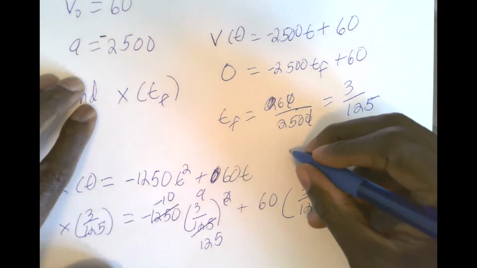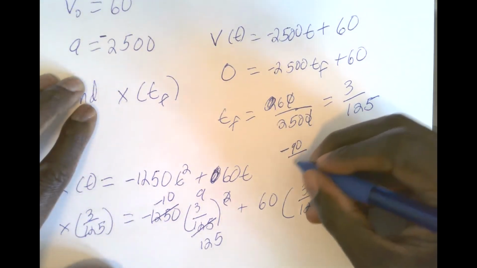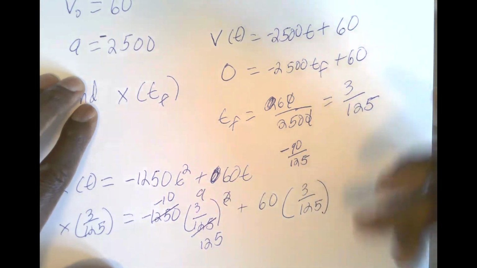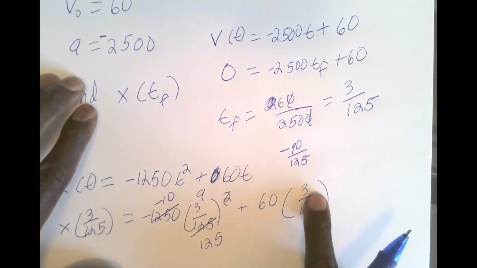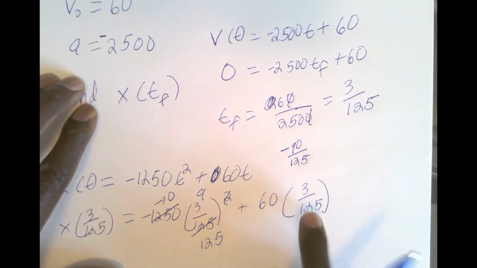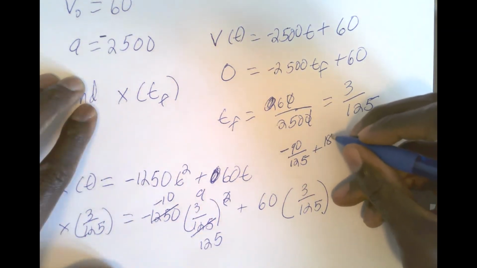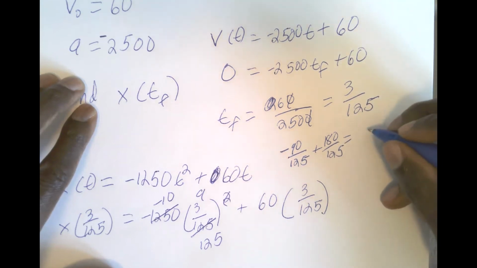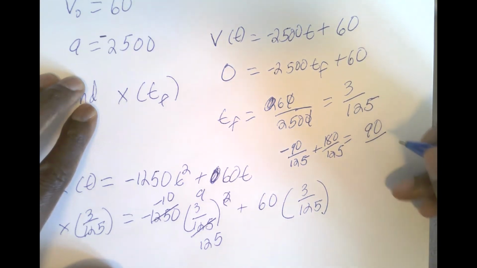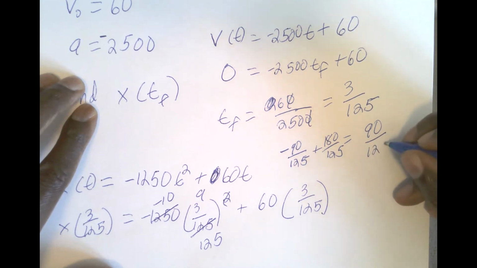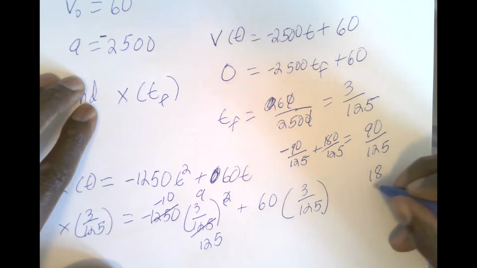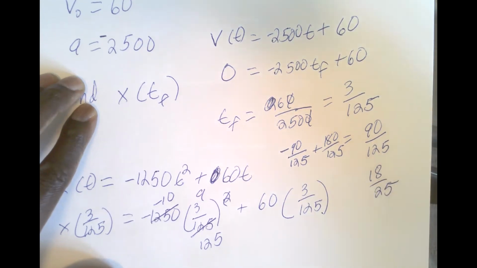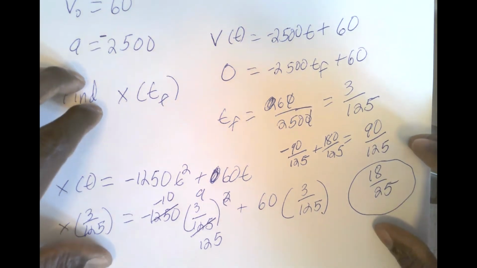Negative 90 over 125. And look what we have over here. We have positive 180 over 125. And so what we get is 90 over 125, and we can reduce by 5. We get 18 over 25, or 0.72 if you want the decimal. But this indeed is our answer.